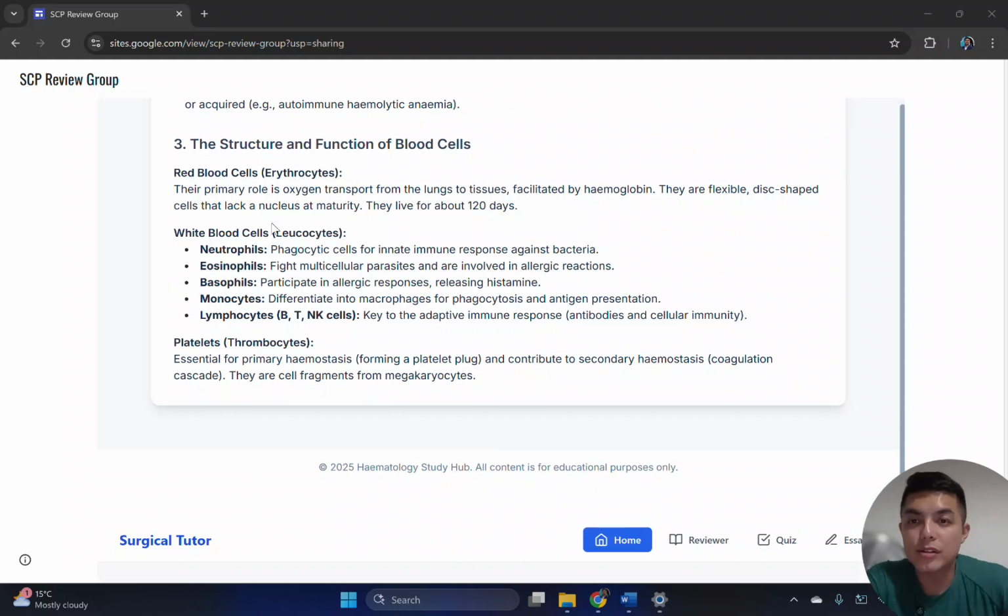So let's go to the structure and function of blood cells. Red blood cells or erythrocytes: their primary role is oxygen transport from the lungs to tissues, facilitated by hemoglobin. They are flexible disc-shaped cells that lack a nucleus at maturity. They live for about 120 days.